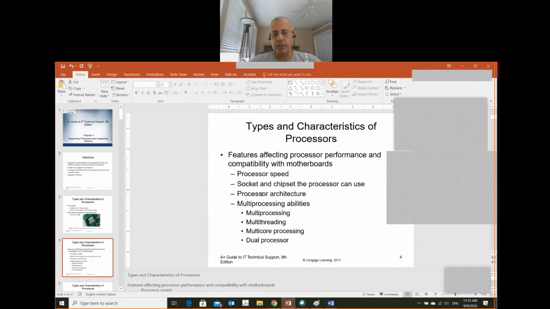The third characteristic of a CPU is the processor architecture.